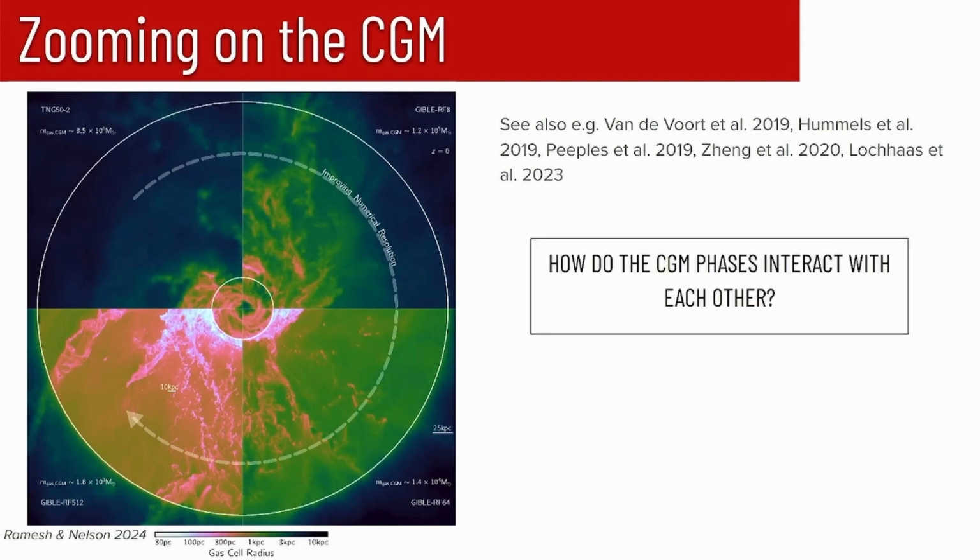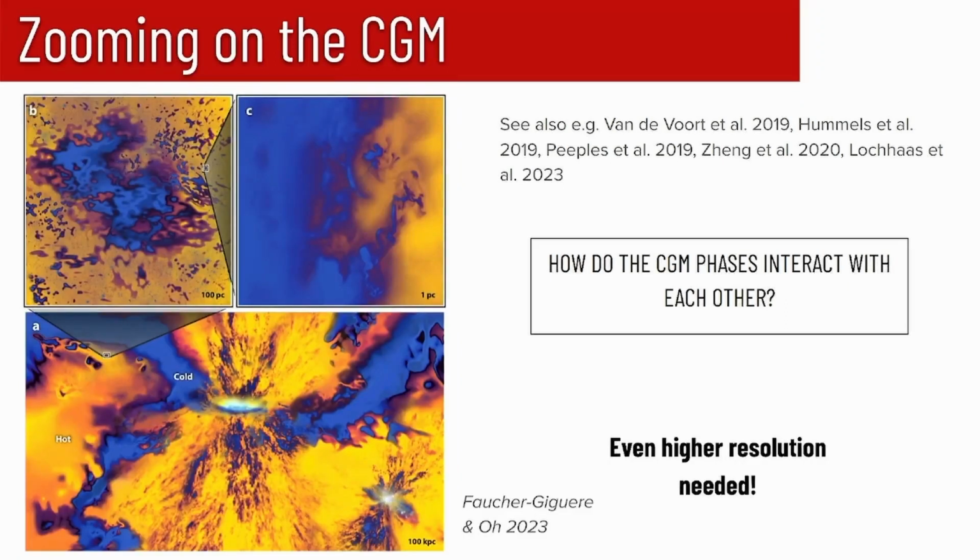But then the question is: is this resolution enough to actually trace all the interactions between the different gas phases that are really important to understand the CGM? Well, the answer is debatable, but I think that it's probably not enough in these simulations. We can see that in this cartoon from a very recent review on simulations of the CGM. You see that the circumgalactic medium, like the interstellar medium, is a very multi-scale problem.